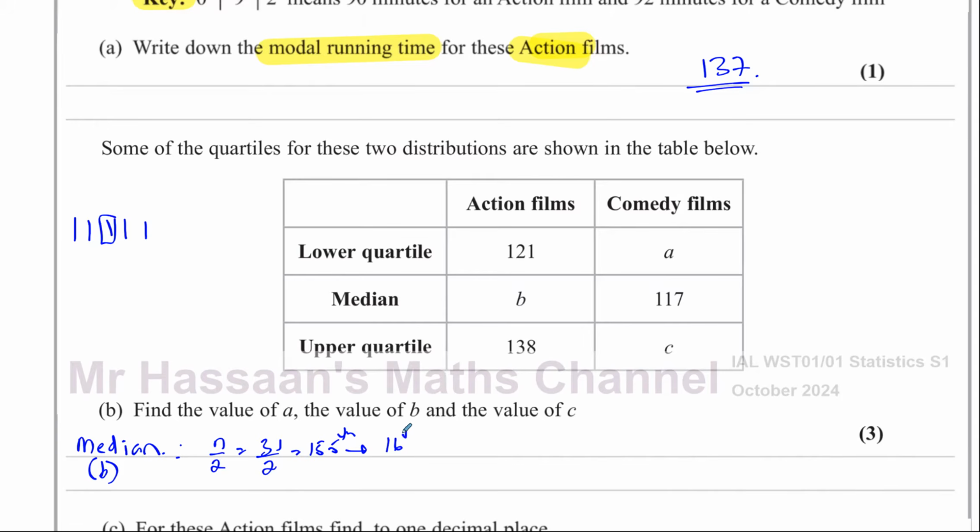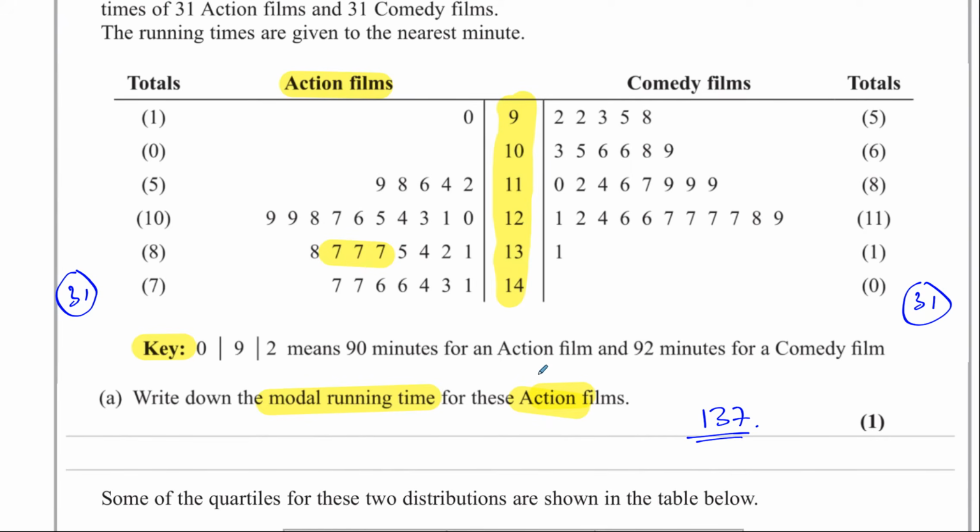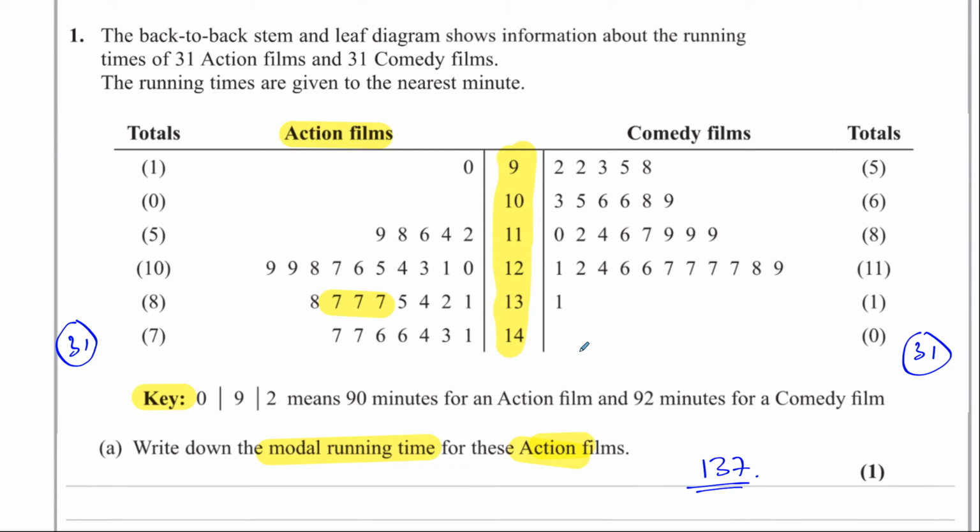But here we have to look for the 16th term. This doesn't tell us what the median is, it tells us where it is. So we've got to count up to the 16th term for the action films on this side. Here we can see the running totals. You have 1, then 1 plus 5 is 6, and 10 plus 6 is 16. So that must be the 16th term, which is 129.